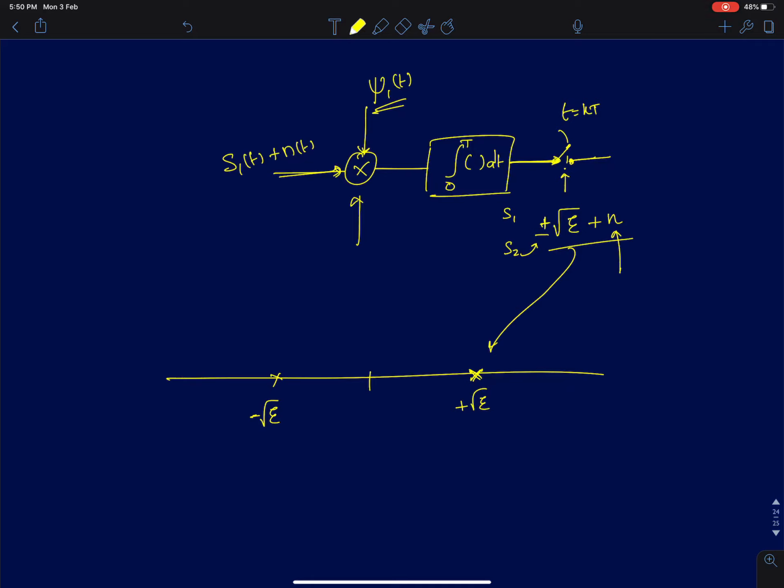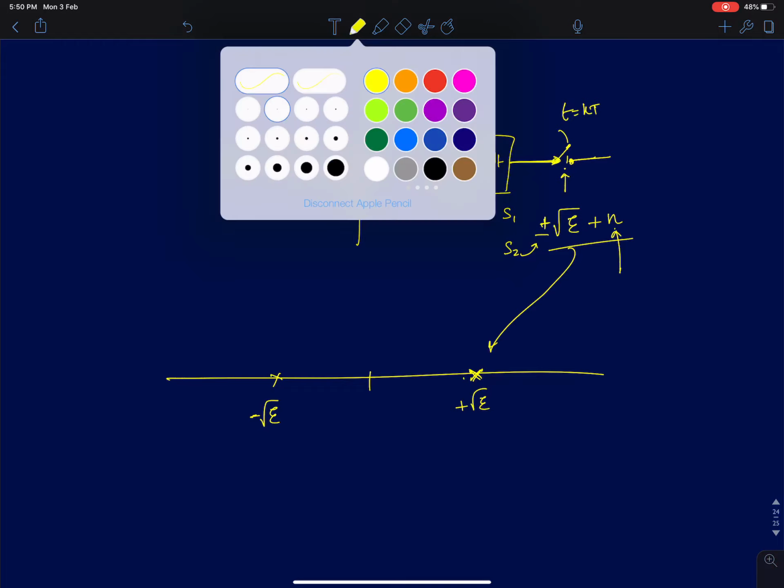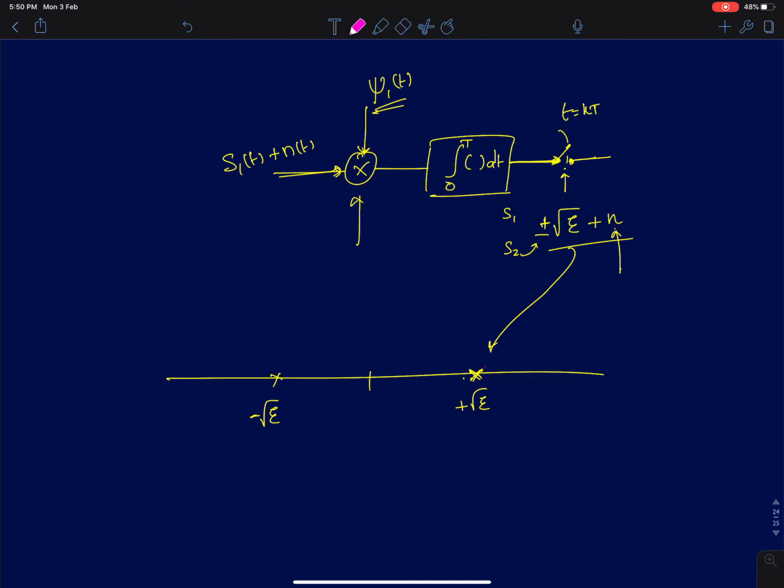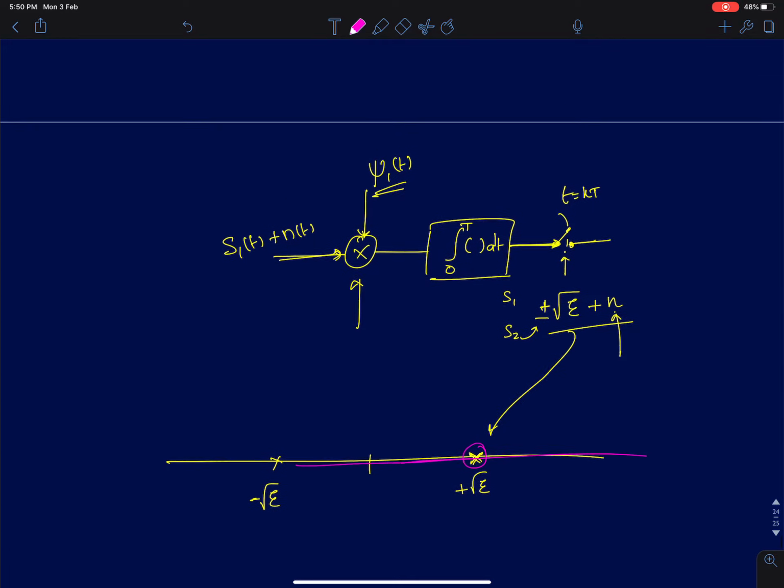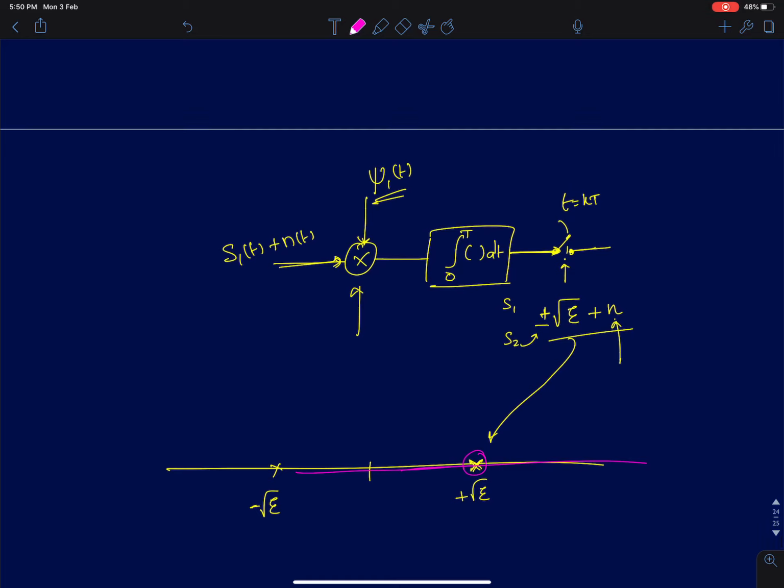Now in the presence of noise, this point, which in the absence of noise was supposed to be localized to 1 point, can be anything. This noise can take values all the way from minus infinity to plus infinity. Of course, the probabilities at plus and minus infinity are going to be negligibly small, but still it can take any value.